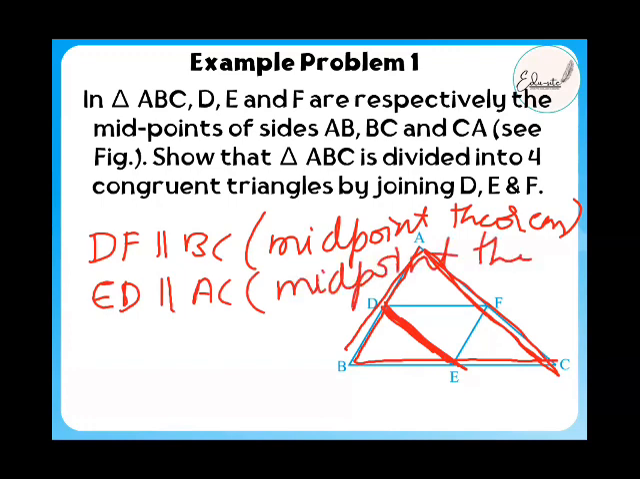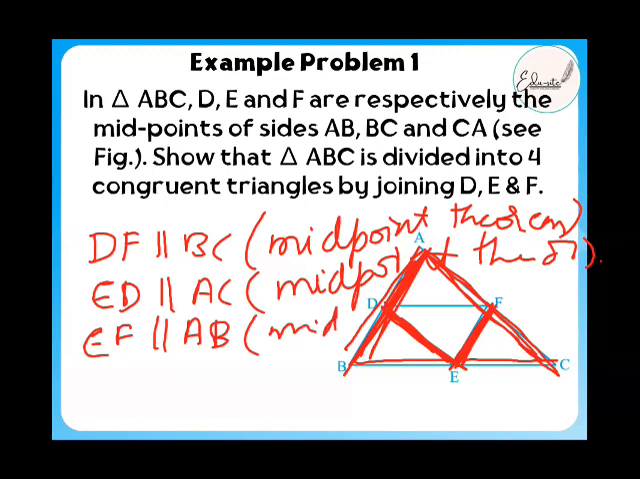Again, what is left out, beta? There's another side left out. EF. Correct. Yes, EF is parallel to AB. Yes, excellent. EF is parallel to AB. This is also by midpoint theorem.